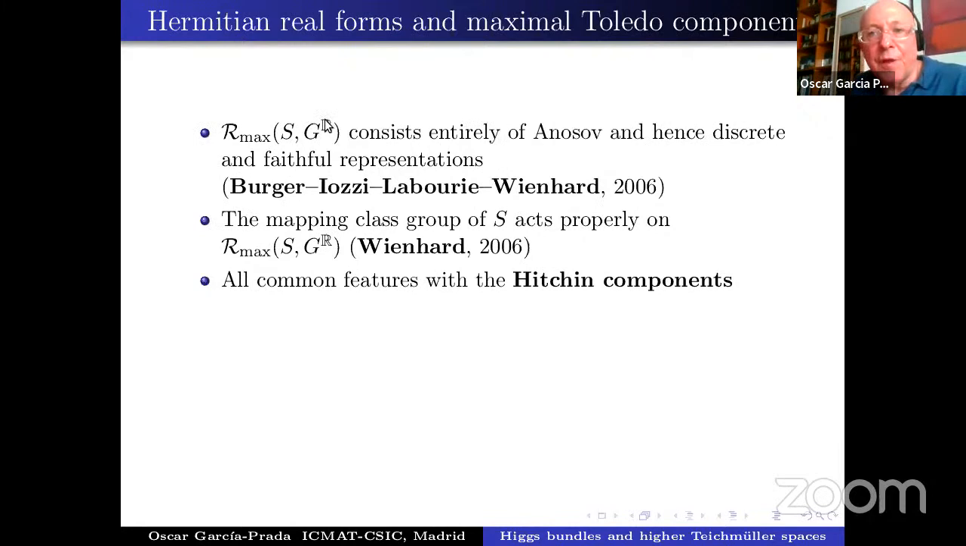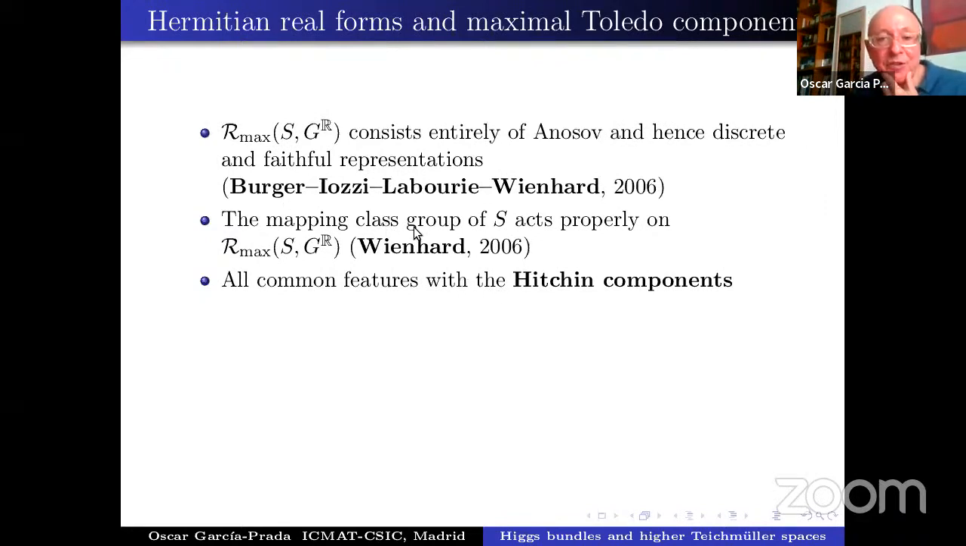Now, as in the case of the Hitchin components, the theory of Anosov representations, introduced by Labourie, in collaboration with Burger, Iozzi, and Wienhard, they proved that this maximal Toledo component consists entirely of Anosov, and then discrete and faithful, representations.